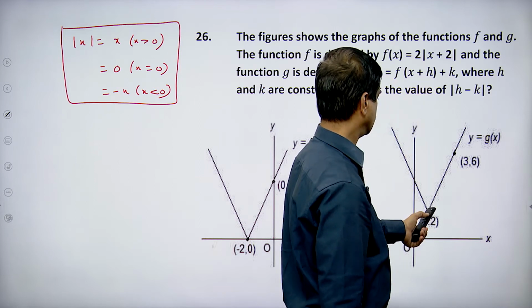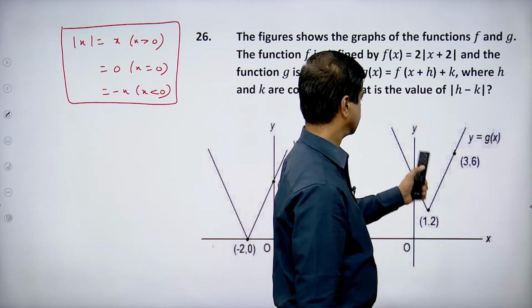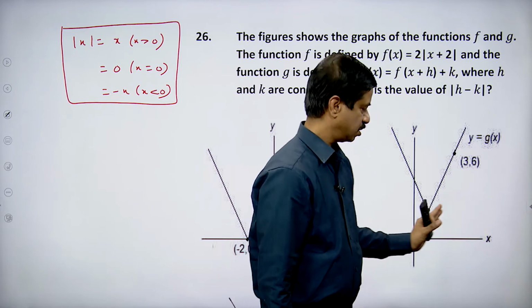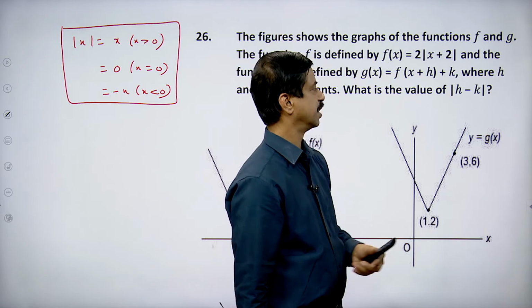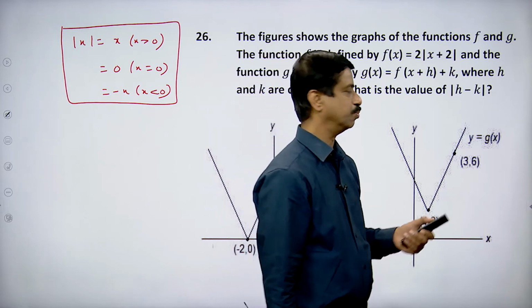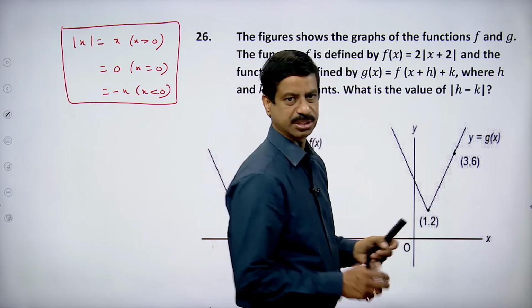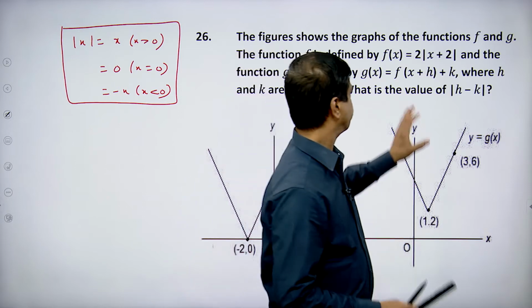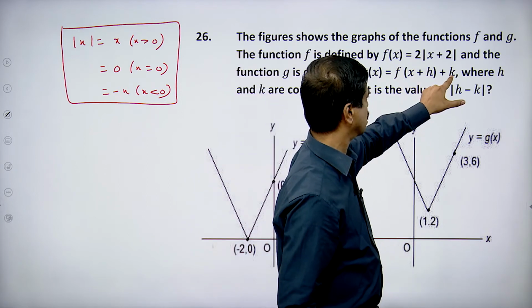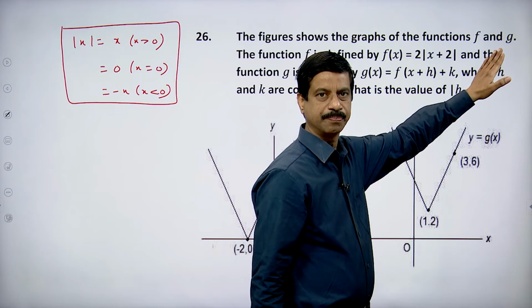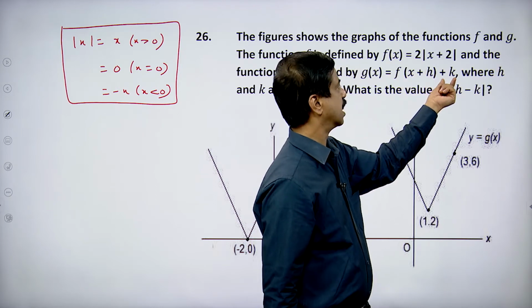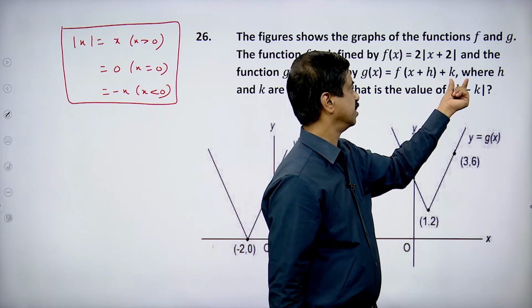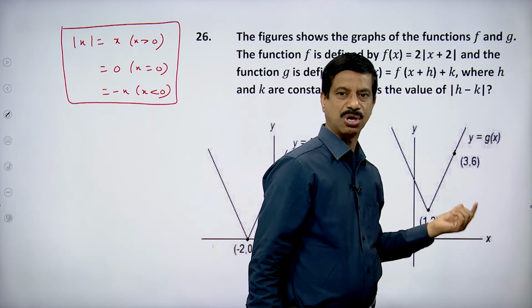H is equal to minus 1 because it has moved to the right, isn't it? So, it is minus 1. H is minus 1, k is 2. So, using this logic, for any functional value, if this constant is outside this part, then it will move either up or down. Positive means it moves upwards, negative means it moves downward.